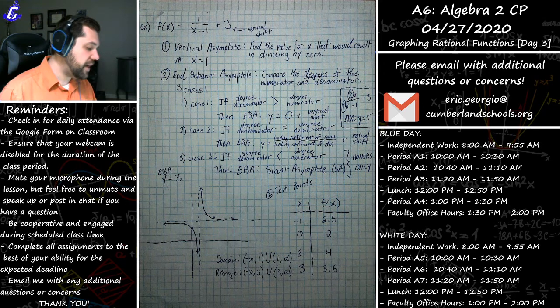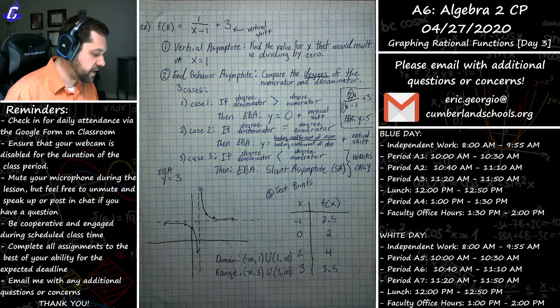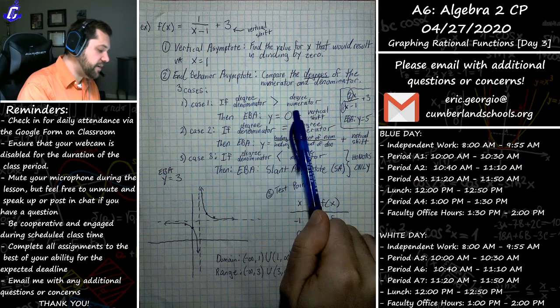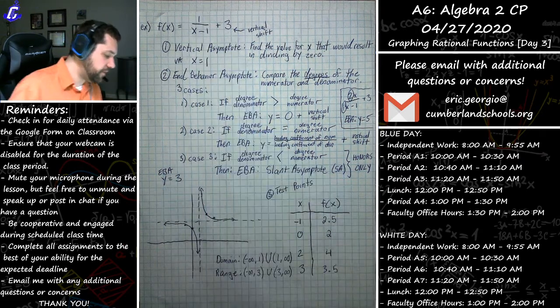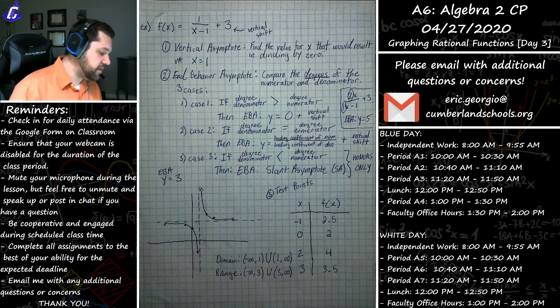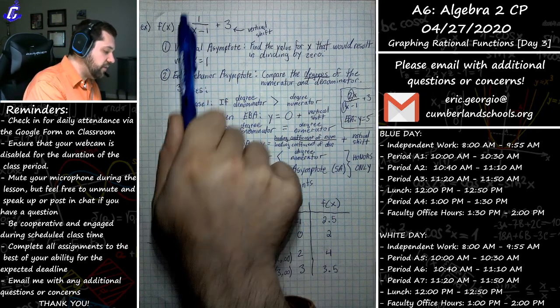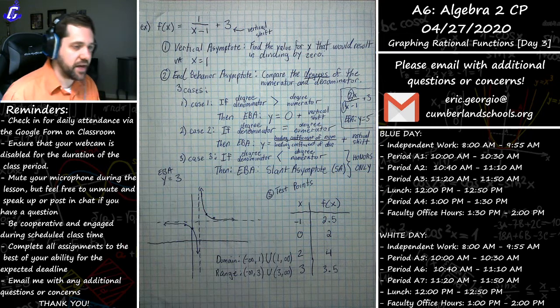To find the end behavior asymptote, it's a little more complicated. You compare the degrees of the numerator and denominator. If the degree of the denominator is larger, your end behavior asymptote is 0 from this piece plus the vertical shift. If the degrees are the same, you create a fraction out of your leading coefficients and then tack on your vertical shift.